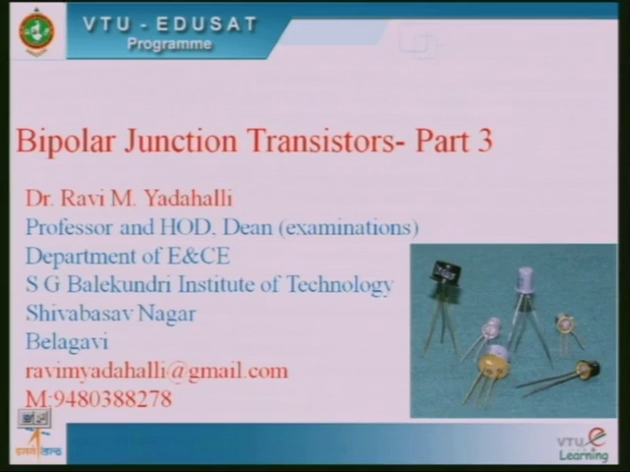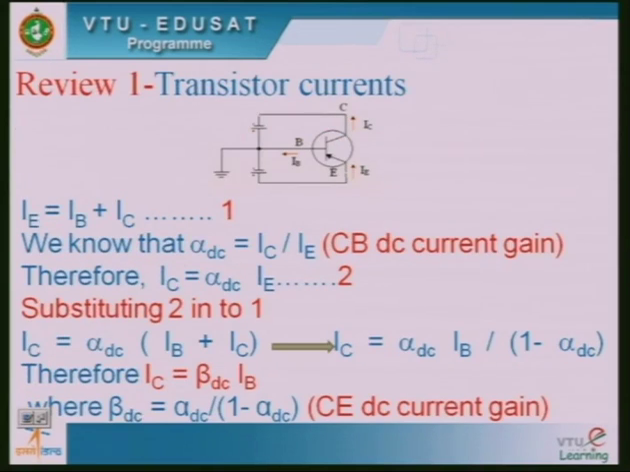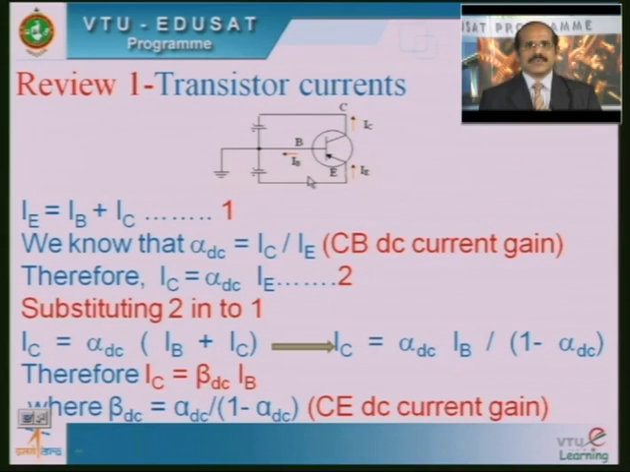So, we shall continue the discussion on the bipolar junction transistor. In the last class, we have seen the transistor current. As this particular slide shows, we considered a PNP transistor, right.